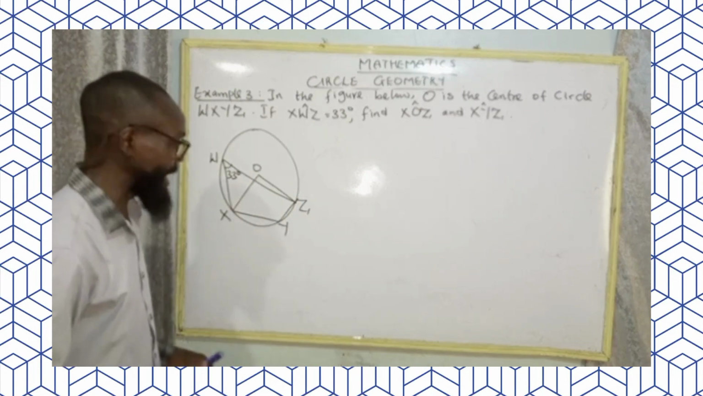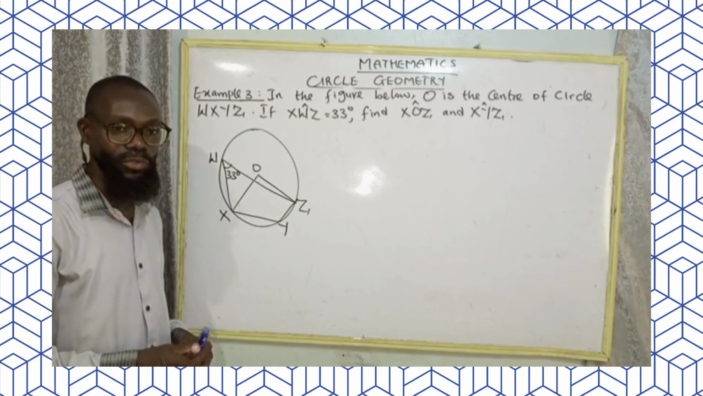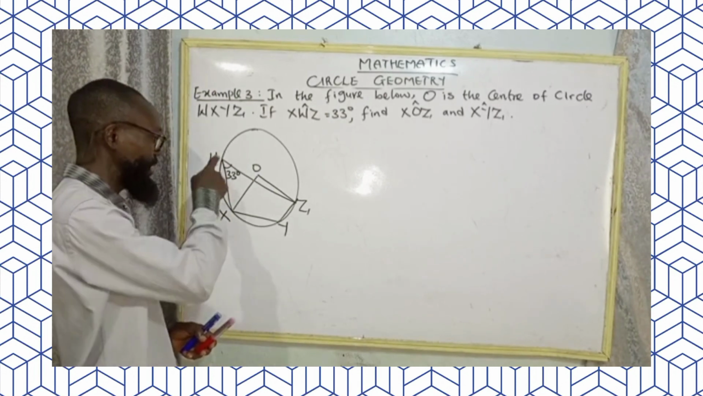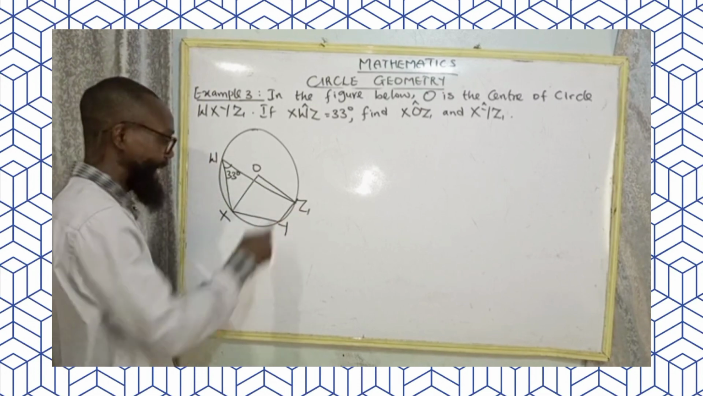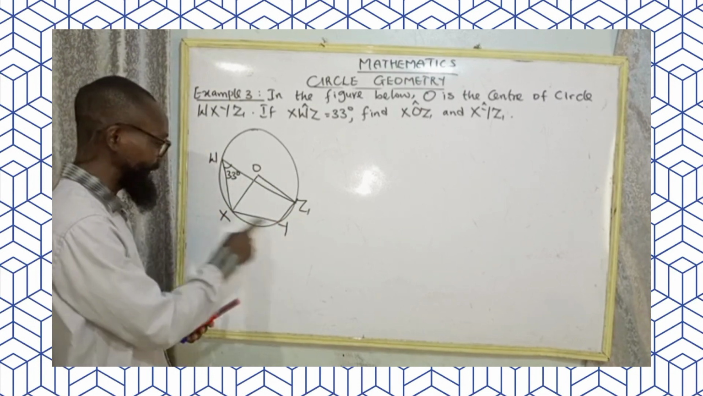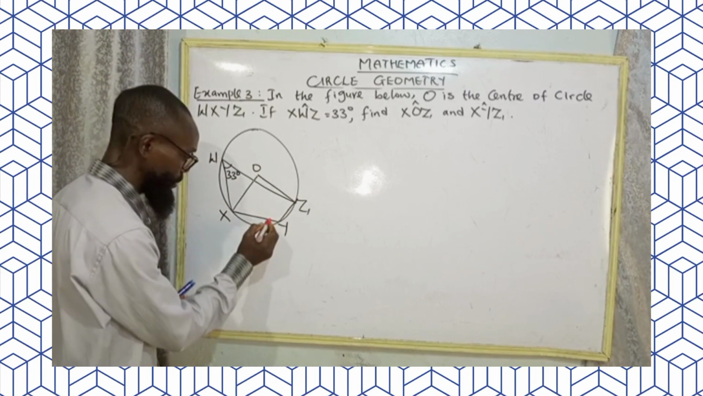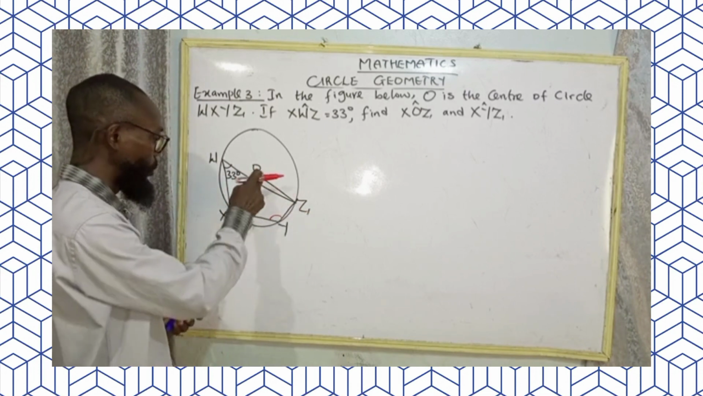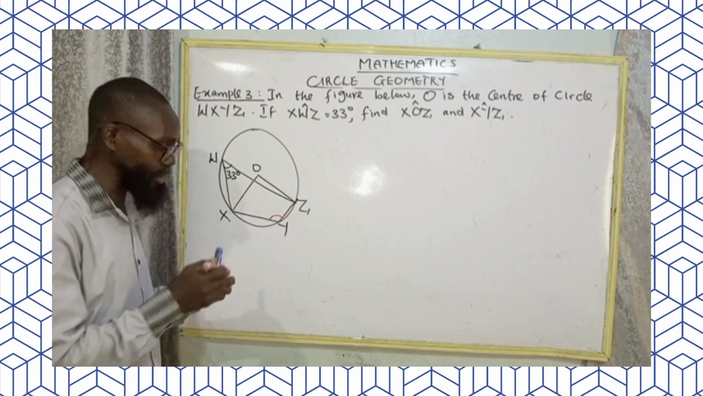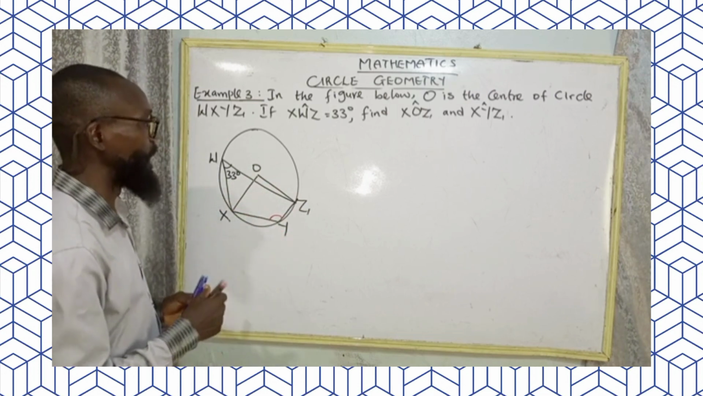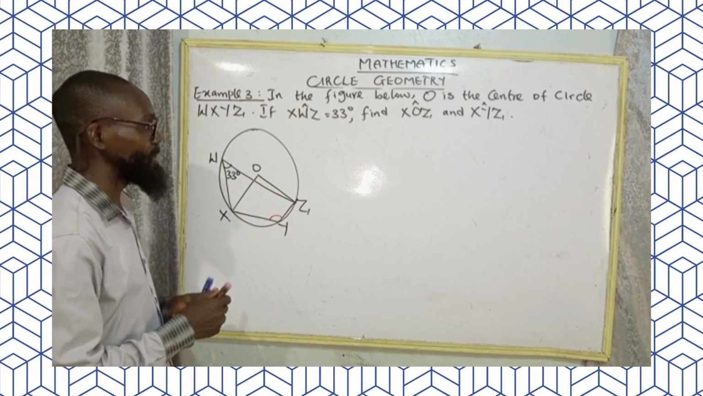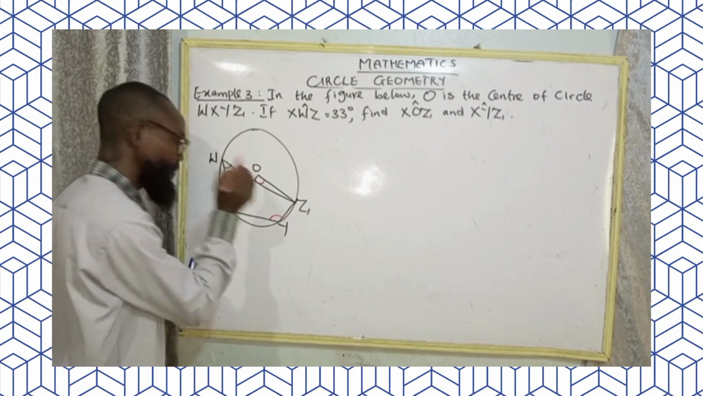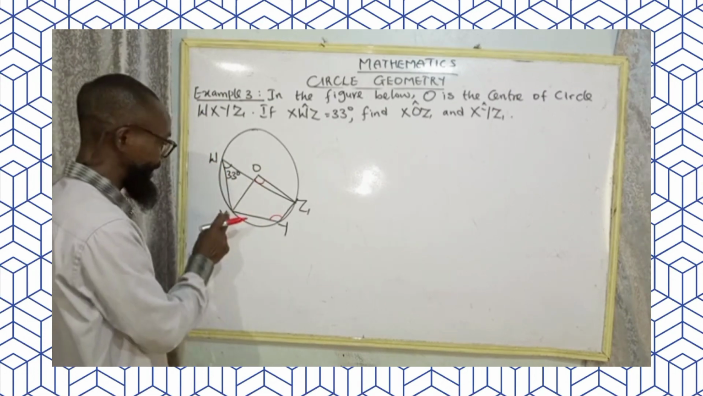Now, let us identify the angles at the circumference. We have angle W, that is XWZ. Another angle at the circumference is XYZ, this one. Another one is YZO or OXY. But what we are asked to look for is the value of angle XOZ, this angle down here, and angle XYZ.